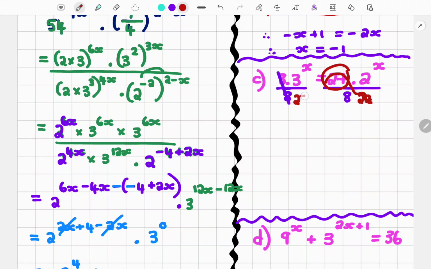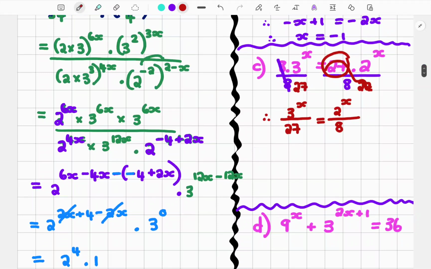And the 27 will go and stand over there. So at the moment, we've got 3 to the power x over 27 is equal to 2 to the power x over 8. Then you're going to times with 27 on each side.